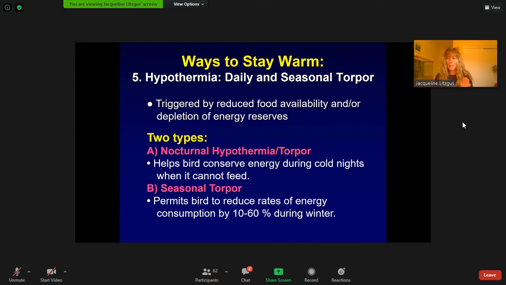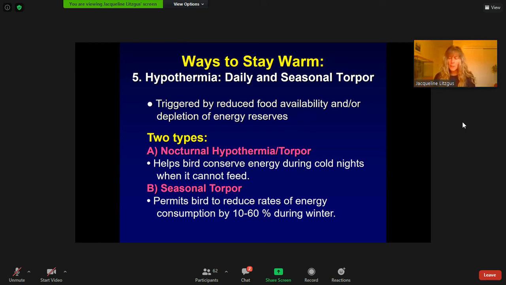Okay. So hypothermia in general is triggered by food availability or depletion maybe of stored reserves. So some birds actually cache food, like whiskey jacks, gray jays, for example. So hypothermia can be triggered by this reduced food availability or depletion of any energy stores. So the reason for doing this hypothermia is to save energy. And again, there's two major categories in birds. There's nocturnal or daily hypothermia or torpor, and then there's seasonal. So nocturnal hypothermia helps the bird conserve energy during the cold nights when it can't feed. Okay, and then seasonal torpor, which allows the bird to reduce its rates of energy consumption by 10 to 60% during winter.